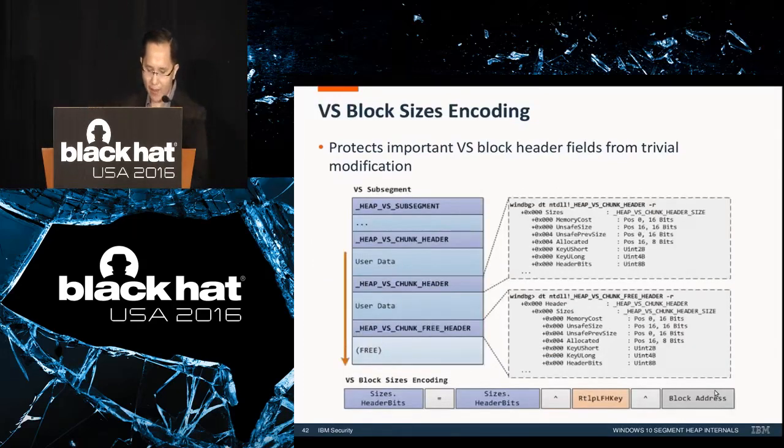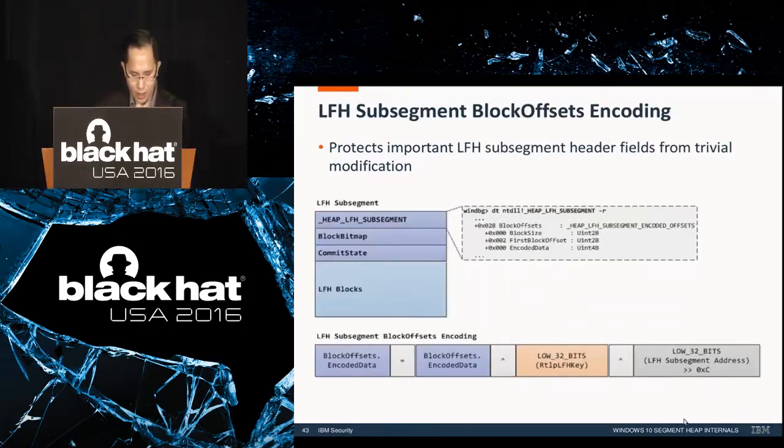Next, VS blocks have a block header at the beginning of each block. And these headers here are a potential target for overflows. To protect important parts of the VS block header from trivial modification, they are encoded using the LFH key and the block address. Similarly, the LFH subsegment headers also have some important fields that an attacker may leverage. Again, to protect these important fields from trivial modification, they're encoded using the LFH key and LFH subsegment address here.